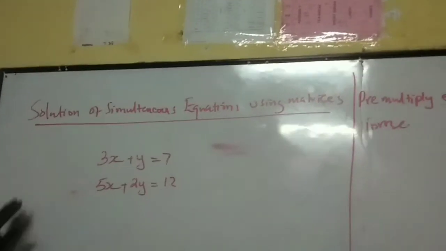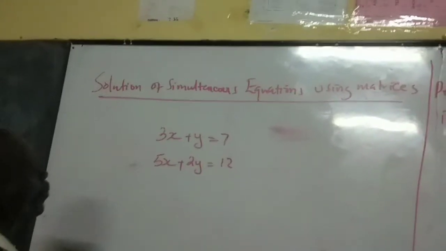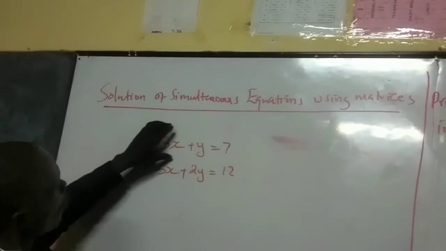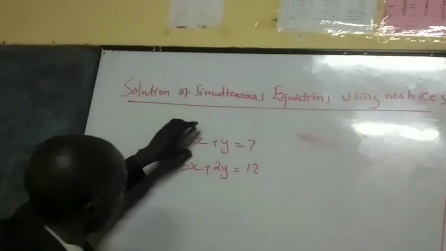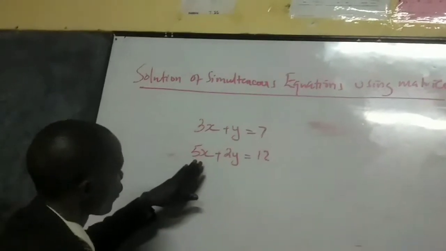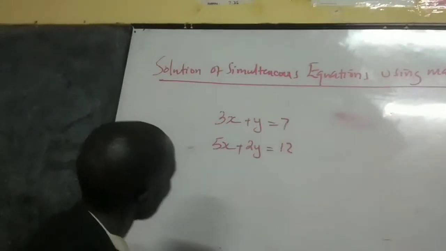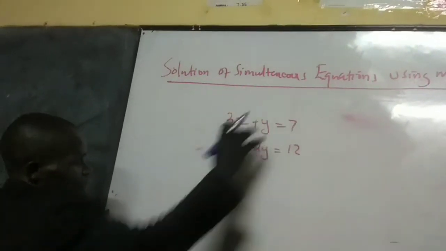Now, solution of simultaneous equations using matrices. Now, how do we solve this? We're given a simultaneous equation here, where we have 3x plus y is equal to 7 and 5x plus 2y is equal to 12. So the first thing we do, we extract the coefficient of the variables.